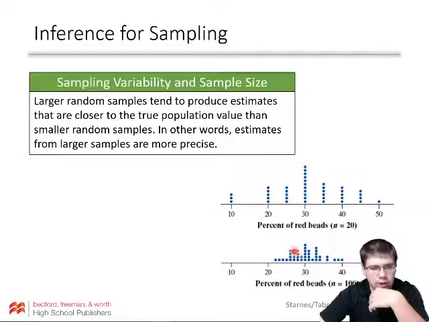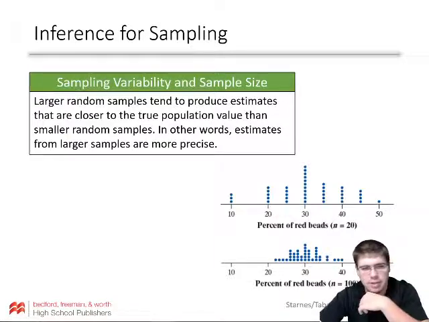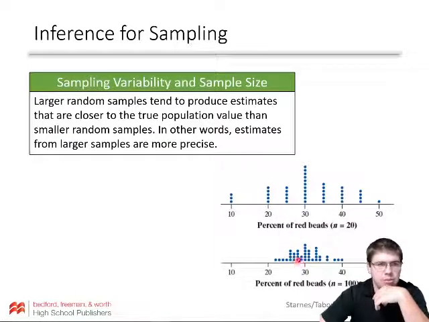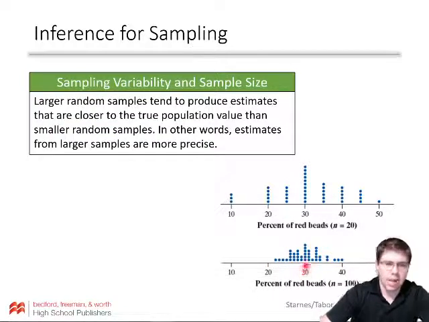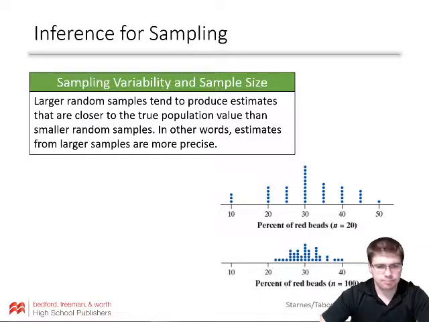If we get a sample of 100, we're not as likely to get half of them, right? So we typically expect those values to be closer to the actual population value. We can always get more precision by increasing the sample size.